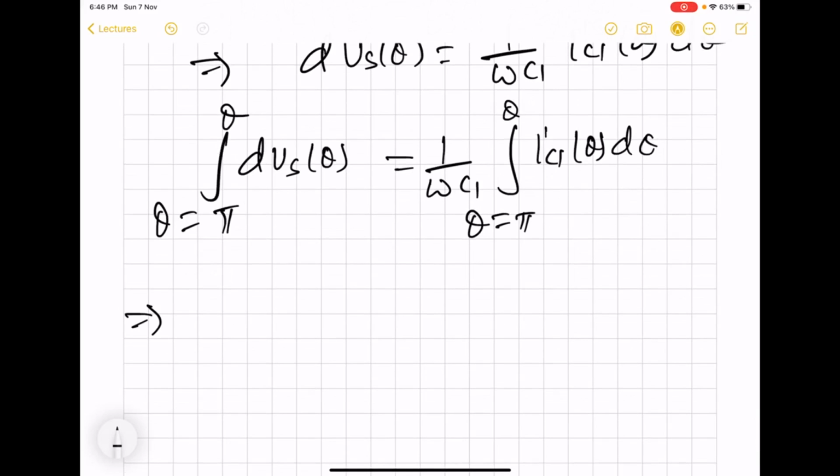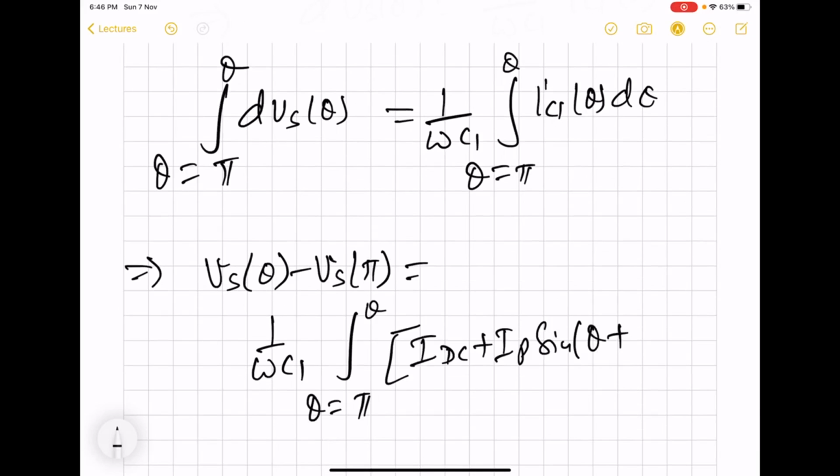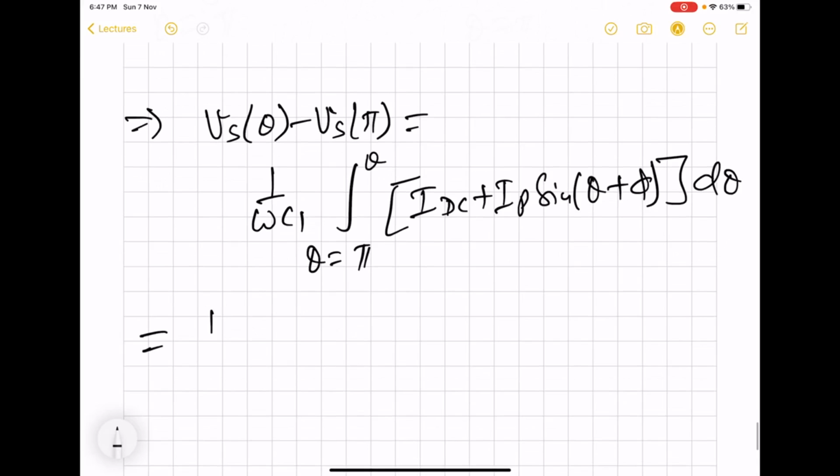So on the left hand side, we get switch voltage at certain theta minus switch voltage at pi equal to 1 by omega C1. And now we can substitute the expression for IC1 over this portion, which is IDC plus IP sine theta plus phi d theta. So we can now integrate this.